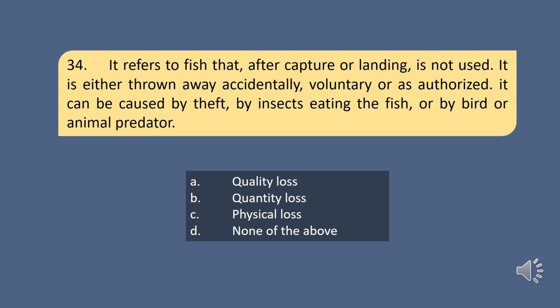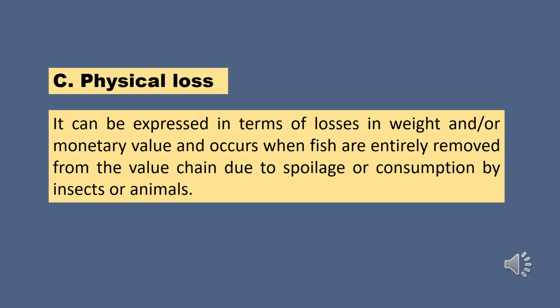A. Quality loss. B. Quantity loss. C. Physical loss. D. None of the above. 5, 4, 3, 2, 1. The correct answer is letter C. Physical loss. It can be expressed in terms of losses in weight and or monetary value and occurs when fish are entirely removed from the value chain due to spoilage or consumption by insects or animals.